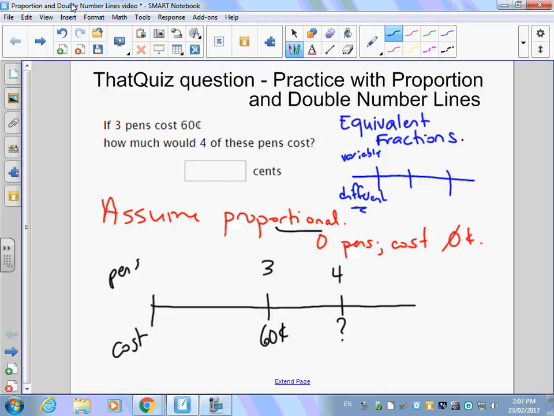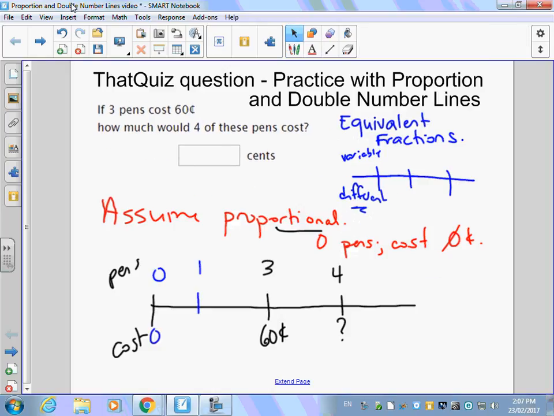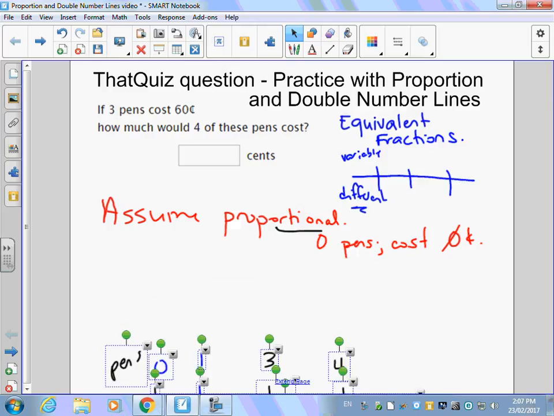Now I don't know directly how to relate 3 to 4, to turn 3 into 4. We said this, so we should label it. There we go. 0 pens cost $0. I could potentially find the cost for 1 pen, because if I know how much it costs for 1 pen, then I can scale up to find the cost for 4 pens. So I'll probably do that. I'm just going to make a little bit more room for my thinking here.